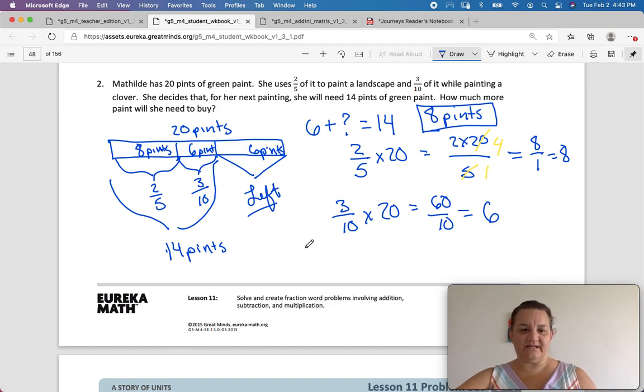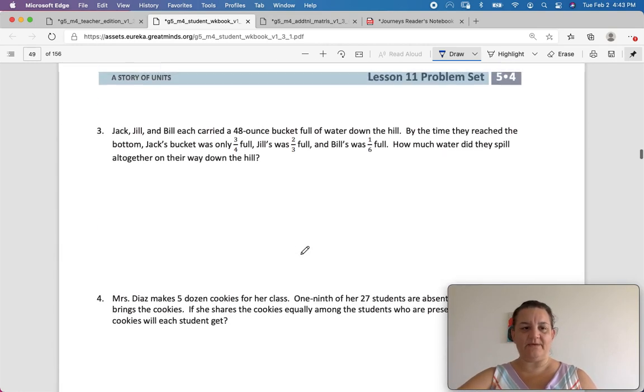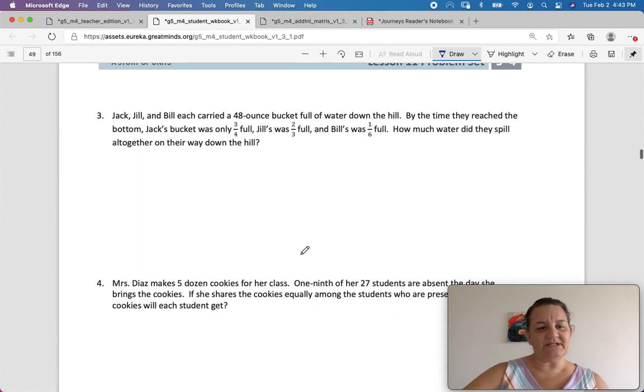Read these carefully. Think about what you're reading. Jack and Jill and Bill, that's fun to say, Jack and Jill and Bill each carried a 48-ounce bucket full of water down the hill. By the time they reached the bottom, Jack's bucket was only 3/4 full. Jill's was 2/3 full, and Bill's was 1/6 full. How much water did they spill altogether on their way down the hill?